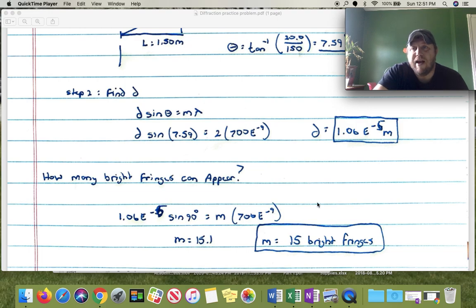The other way I could ask this is how many bright fringes would be on the screen? Well, this tells me that I have 15 brights on one side of the zeroth fringe. So if we had a screen of near infinite length on both sides of the zeroth fringe, we could get 30 total brights, but then we have to add in the central maxima as well. So we could actually get 31 total bright fringes on a screen, and that would be the maximum number we could get with this particular scenario.